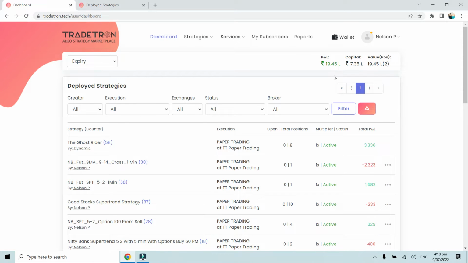Hello everyone. In this video we will see how to select and deploy a particular marketplace strategy that you may be interested in. First of all, once you have logged in, you will see this drop down menu at the top. We will first go to the strategies section and select marketplace.